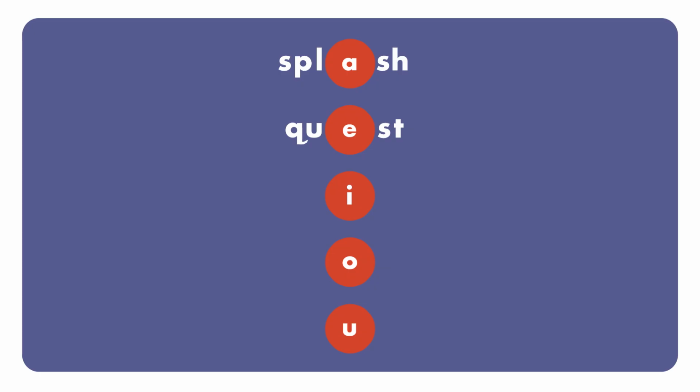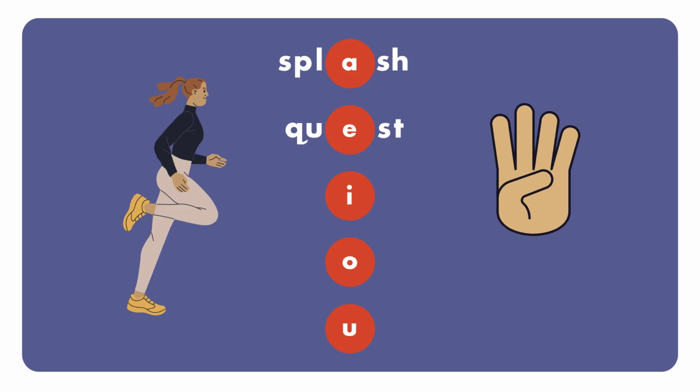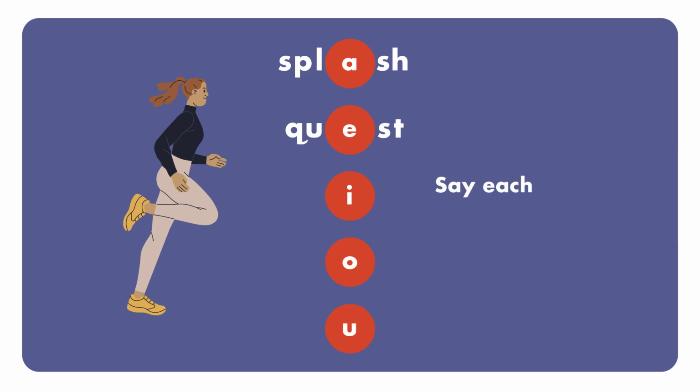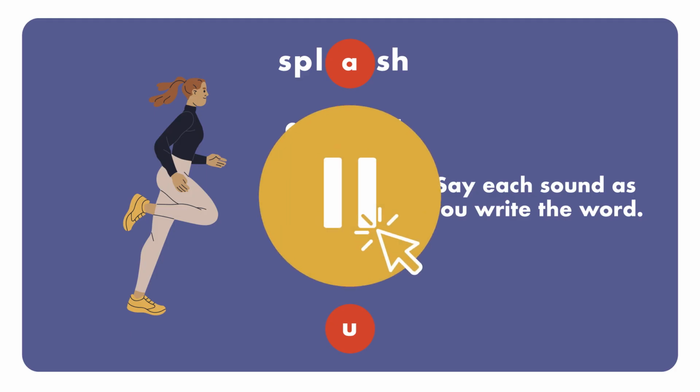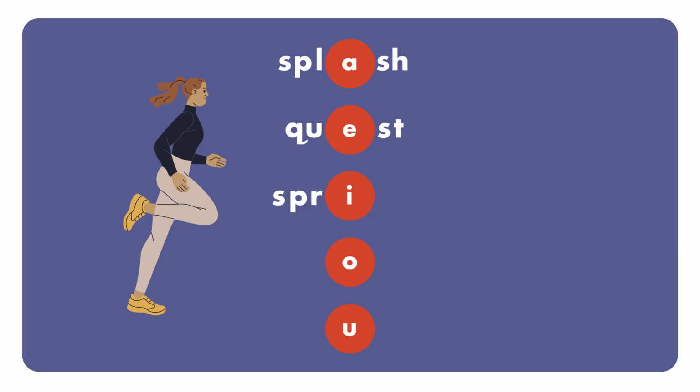Next, add consonant letters to the vowel letter I to write the word sprint. She had to sprint in the running race. First, put your fist in the air and count the sounds in the word sprint. Did you get 6 sounds? Now say each sound as you write the word sprint onto your whiteboard. S, p, r, i, n, t. Sprint. How did you go hearing all those sounds? Press pause and make any corrections if you need to.